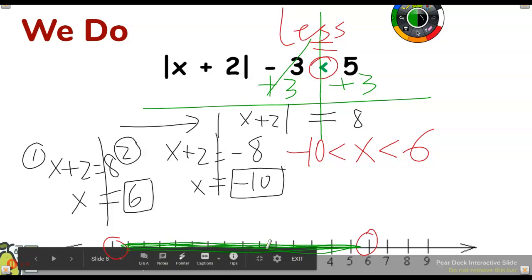It means if you pick any number between -10 and 6 to represent the value of x and plug it into the original inequality, you're going to make the inequality true. So this set of numbers are called solutions of the inequality.